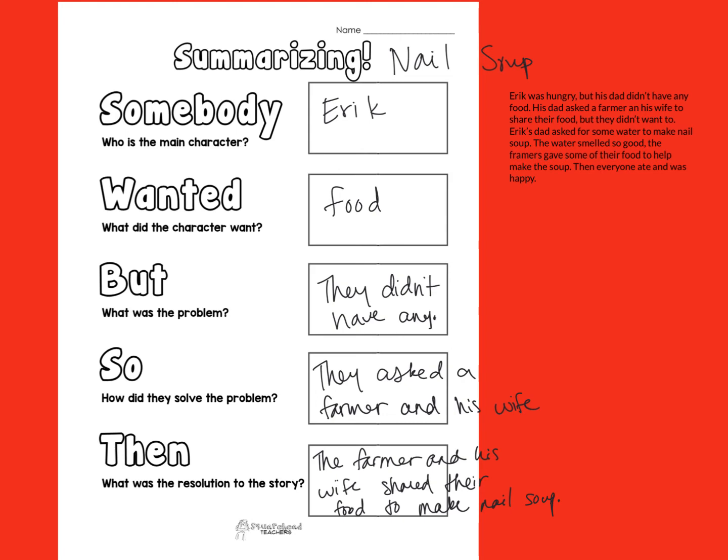So there is the summary to the story that we listened to yesterday. Eric was hungry, but he didn't have any food. His dad asked a farmer and his wife to share their food, but they didn't want to. Eric's dad asked for some water to make the nail soup. The water smelled so good, the farmers gave up some of their food to help make the soup. Then everyone ate and was happy. There is the summary to our story.